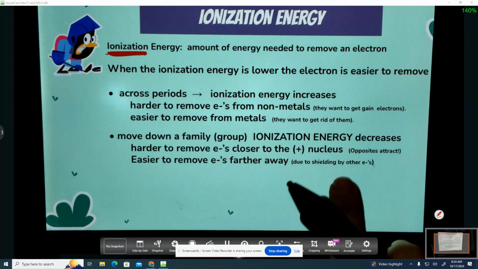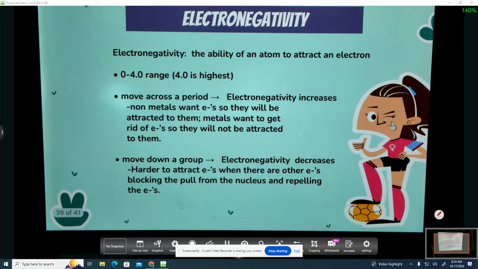All right, the last one is electronegativity. Electronegativity, write this down, is the ability to attract an electron. Now, ionization and electronegativity go hand in hand. A lot of people like to think of them as almost the same thing. They're not exactly the same thing, but they're pretty darn close.